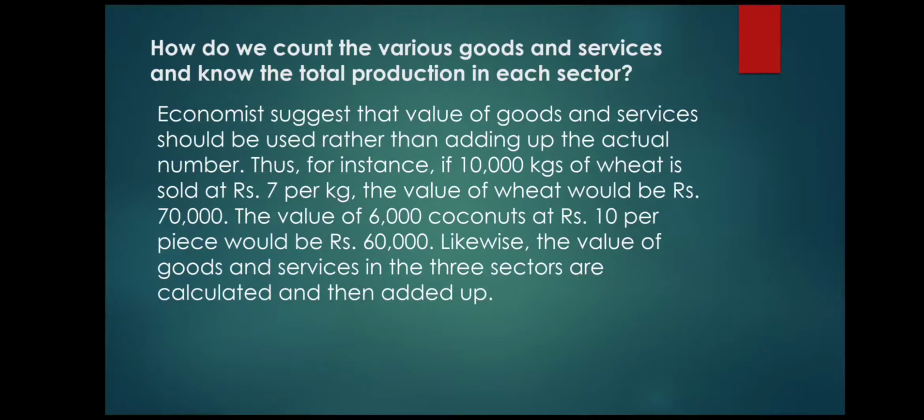So each production is firstly converted in terms of rupees, and then it is added up to know the total production of each sector. And once the total production of each sector is calculated, after that the total production of economy can be calculated by adding the total production of each sector.